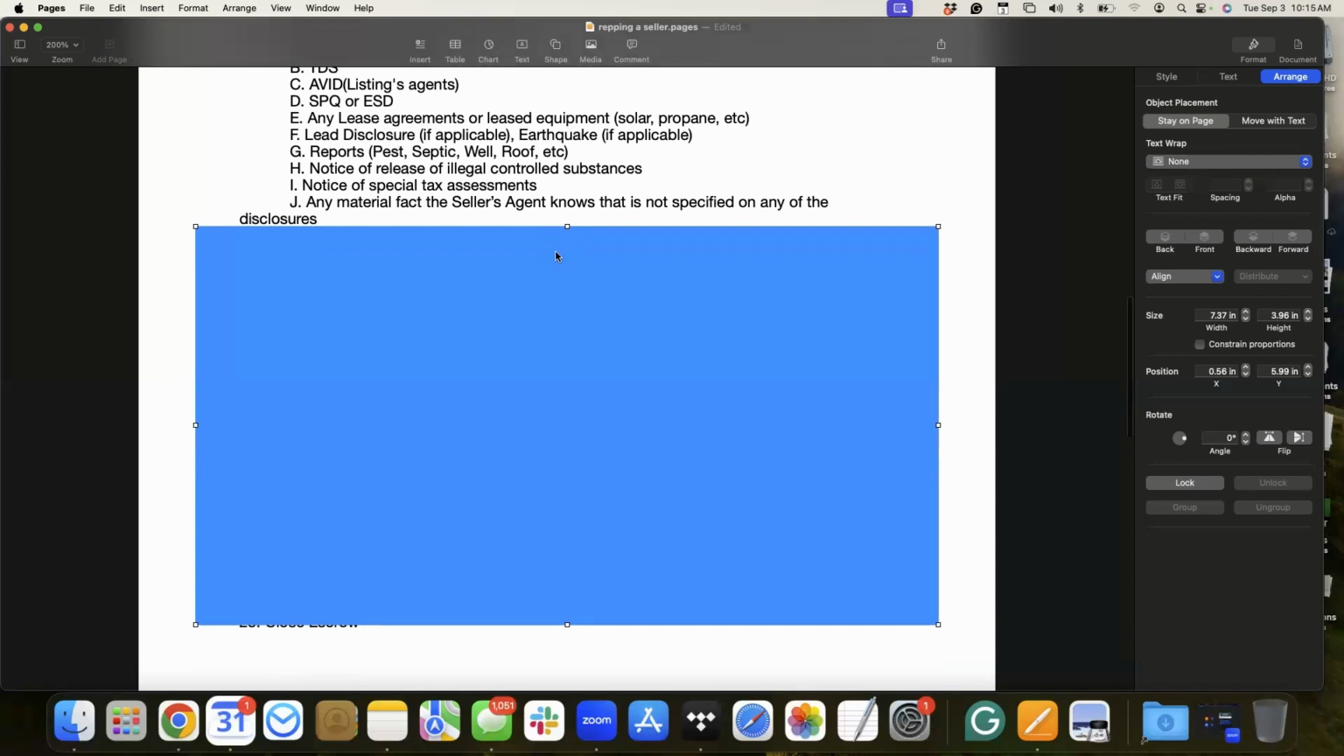Okay, what else do we have to disclose? Any material fact that the seller's agent knows that is not specified in any of the disclosures. Sometimes we know stuff that maybe our seller doesn't know. Maybe your seller didn't put anything about being close to the airport or the train or a school. If we know it, we've got to disclose it.